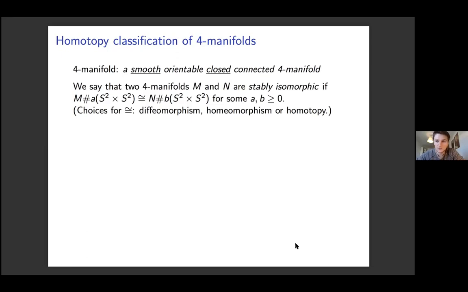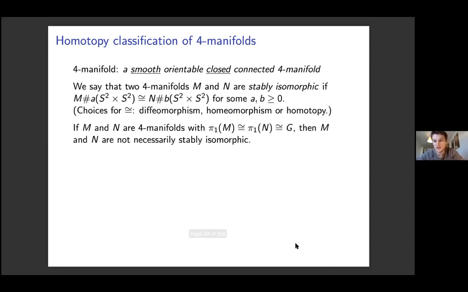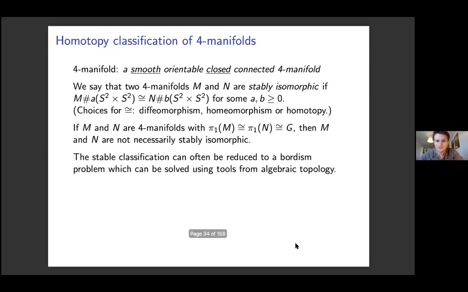So is that the case for four manifolds? Do four manifolds with the same fundamental group become equivalent after this connect sum operation? Noting that this connect sum operation, since S2 times S2 is simply connected, does preserve the fundamental group. And the answer to that is no. If you have four manifolds M and N with the same fundamental group, then they're not necessarily stably isomorphic. Okay, so the situation is not quite as simple as for the case of two complexes.